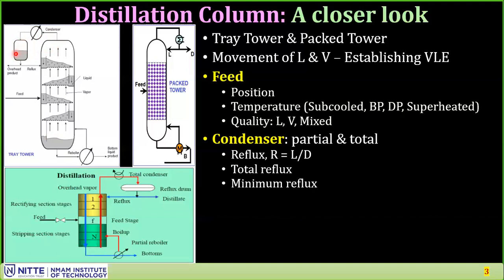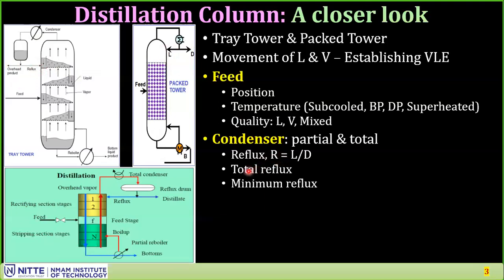Now the condensed liquid you have could be sent back to the tower in the form of liquid, that's called reflux. A portion of the condensed liquid can be sent back to the tower as reflux, and some portion is taken out as the product, L and D. That ratio L divided by D, that is, how many moles of liquid are sent back to the tower and how much of the product is taken out, L by D, is called the reflux ratio R.